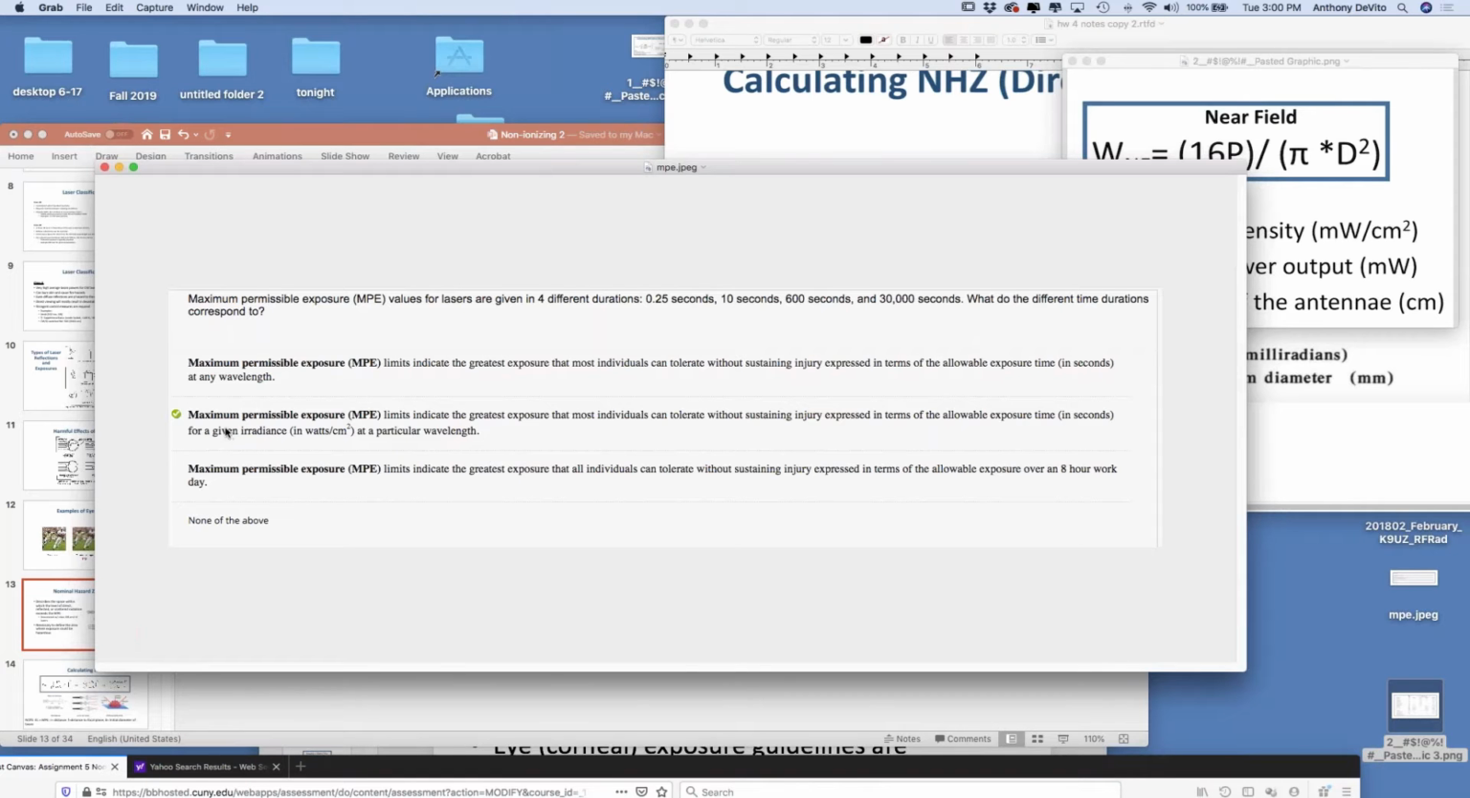Let's take a look at this one. Maximum permissible exposure limit indicates the greatest exposure that most individuals can tolerate without sustaining injury, expressed in terms of the allowable exposure in seconds, they're all in seconds as it happens, for a given irradiance in watts per centimeter squared at a particular wavelength that particular laser operates. So there's nothing untrue there. So that one is okay, and none of the above is false, of course.